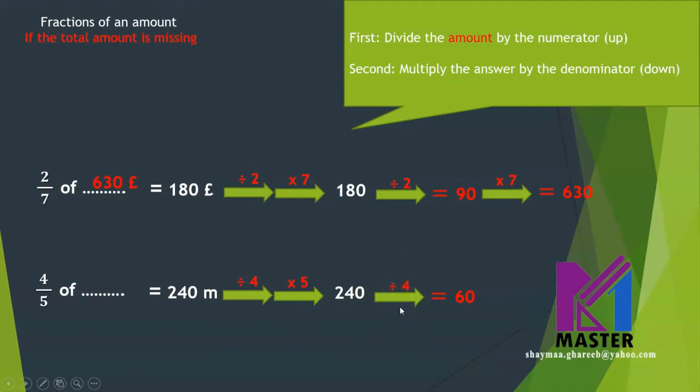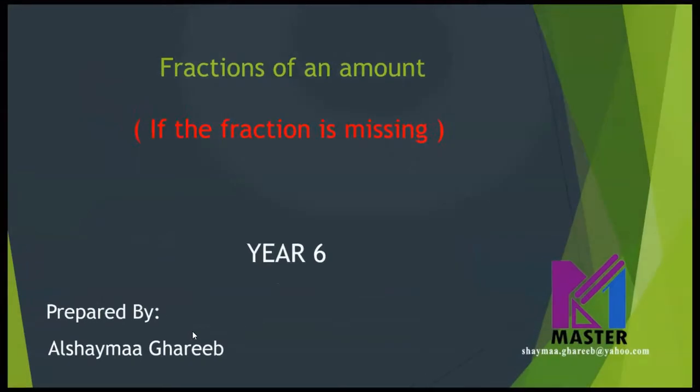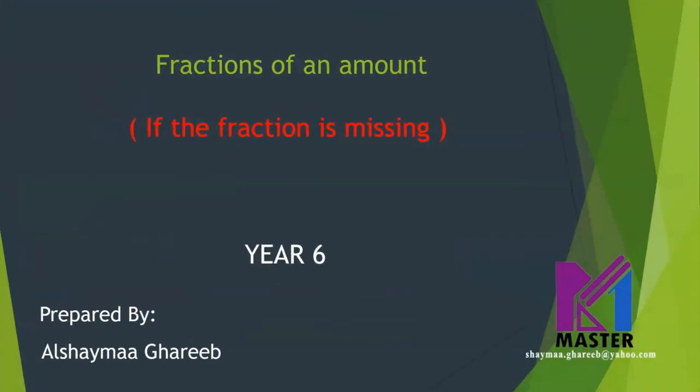Then, next step, we are going to multiply the 60 by 5. 6 times 5 equals 30. So 60 times 5 will be 300. So the total amount here will be 300 meters. 4/5 of 300 meters equals 240 meters. Is this clear? Okay, now let's do the next part of this video. If the fraction is missing.